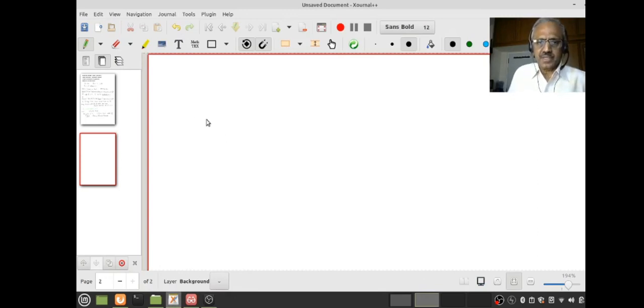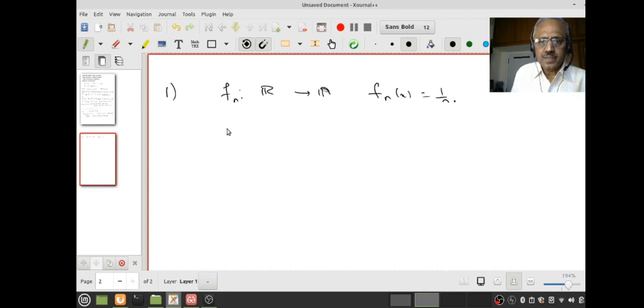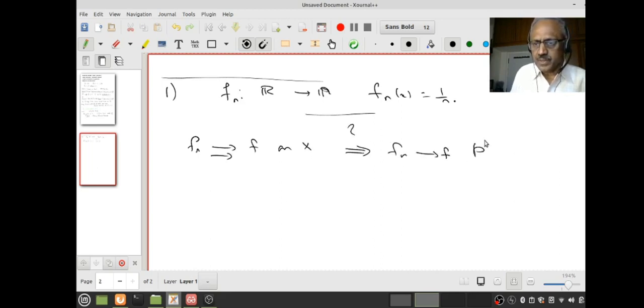Now let's look at our earlier examples. I don't know whether this was the first example. We define fn from R to R to be the simplest case, fn of x equal to 1 by n. Then we found, even for uniform convergence, if the limit is not given, what you have to do, maybe I will do that first. First, suppose fn converges to f uniformly on X. Does it imply fn converges to f pointwise on X?